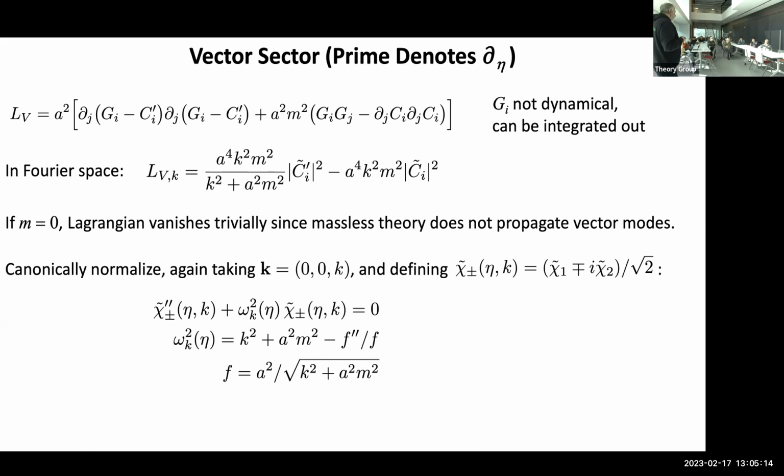And we expect to see this, as the massless mode does not propagate vector degrees of freedom. So again, canonically normalize, take K in the Z direction, define chi plus or minus in the usual way, and you end up with the mode equation. The angular frequency is a little more complicated than before, but not so bad. So the tensor and vector are easy to handle. All of the garbage gets swept into the scalar sector.